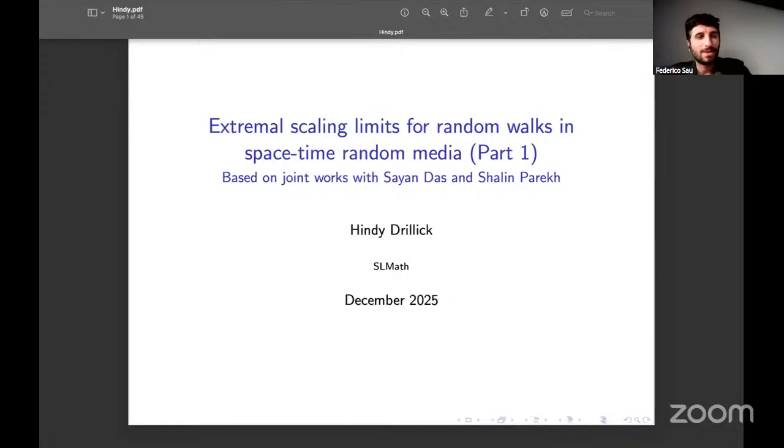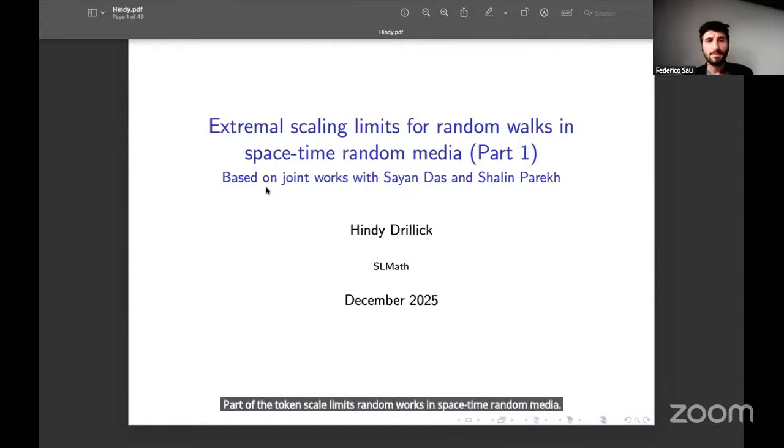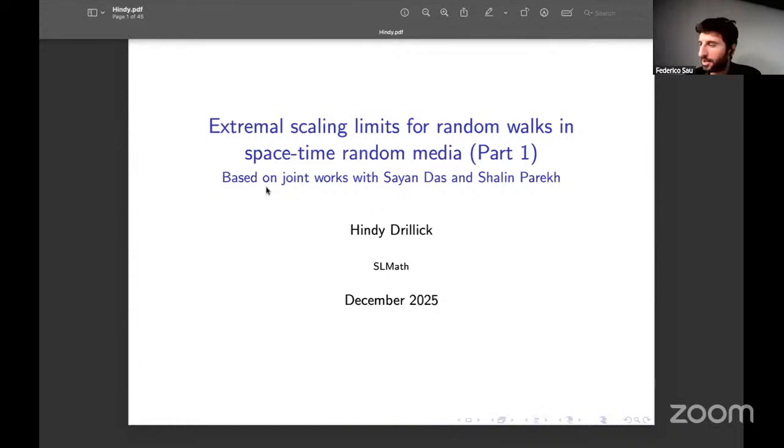Hindy is going to give the first part of the talk on extremal scale limits for random walks in space-time random media. And yeah, I think we can start.